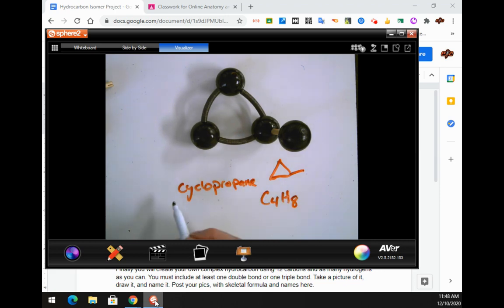And then we always put the functional group in front. So, and we're going to say it's 1-methyl.